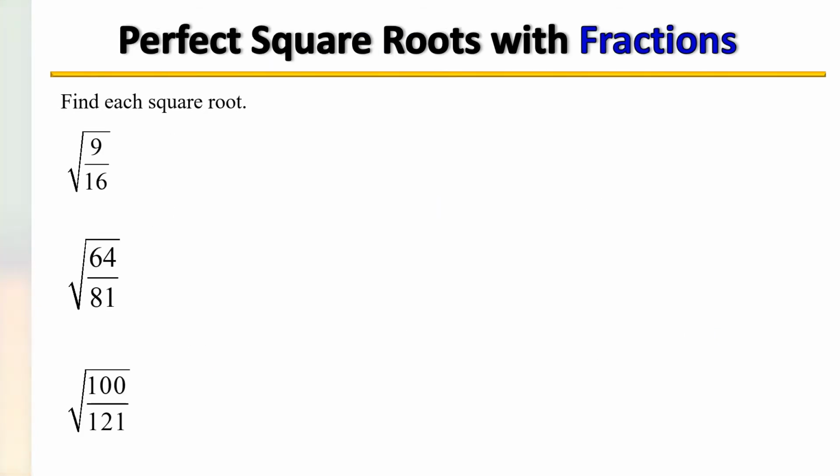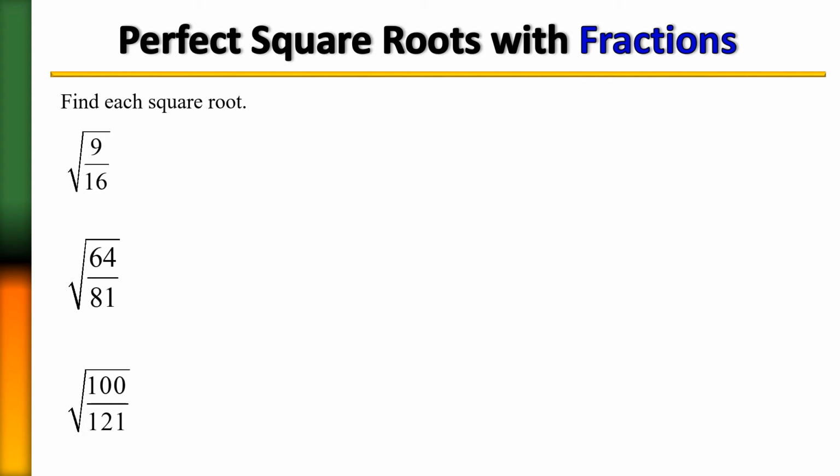Okay, let's do some practice with square roots of fractions, and don't let fractions scare you. You got this. The first example, the square root of 9/16. All you have to do is take the square root of the numerator and then take the square root of the denominator and write it as a fraction without the radical symbol. So what is the square root of 9? That's correct, 3. What is the square root of 16? That's correct, 4. So what you have is a fraction of 3/4.